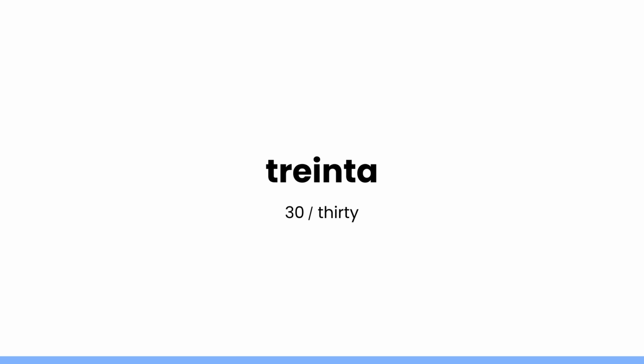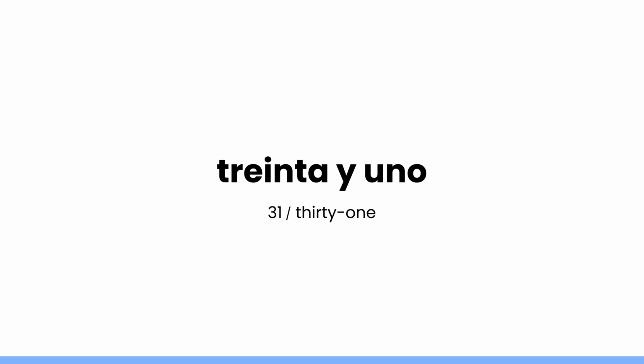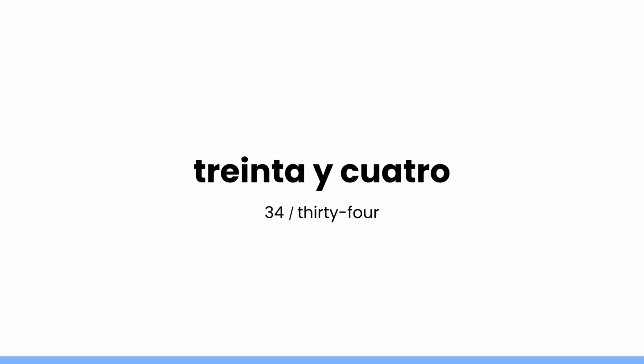Alright, so the first number that we will go over in today's lesson is obviously the number 30. So the number 30 in Spanish is 30. 31 in Spanish is 31. So literally translated, 30 and 1, 31. And then, as you probably already guessed, 32 is 32. And so forth. So 33, 34, and so forth.